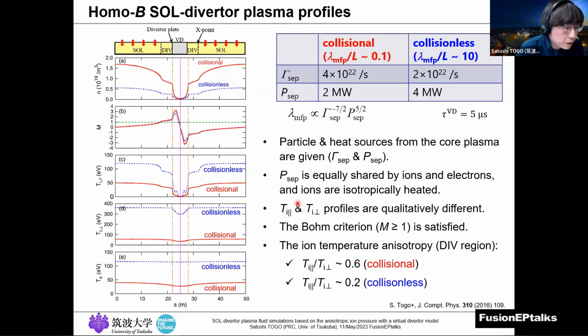Also, please note that the Mach number at the sheath edge is greater than 1 in both cases, which means the Bohm criterion is automatically satisfied.